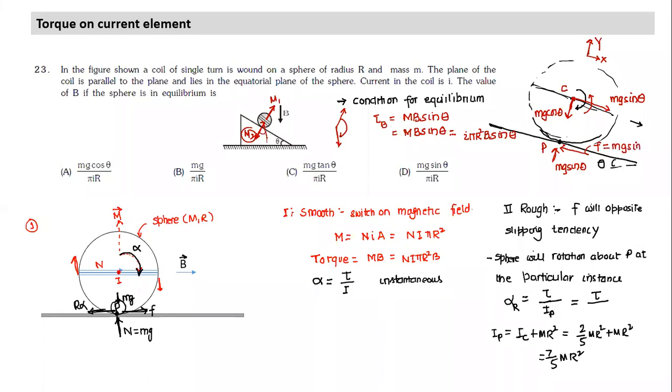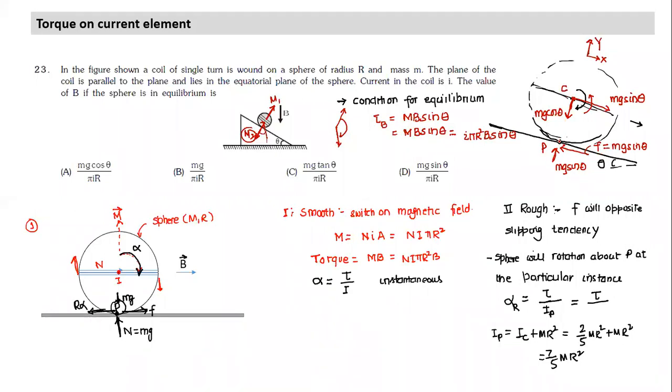Now, what is the condition for rotational equilibrium? I can take torque about this point to be 0, or I can take torque about this other point to be 0. Which one should I take? I think it's much easier to take torque about this point to be 0, because the torque of the normal reaction as well as the friction force becomes 0.